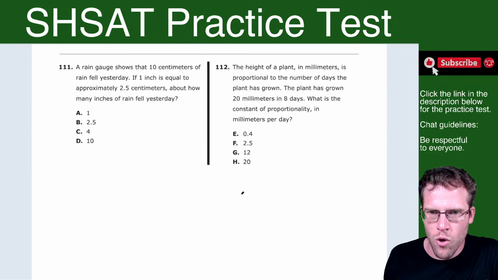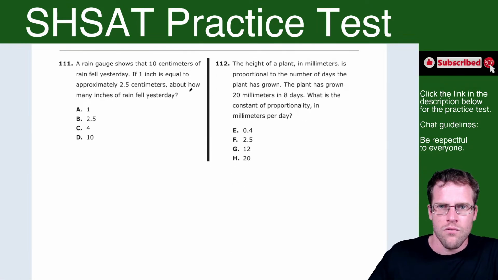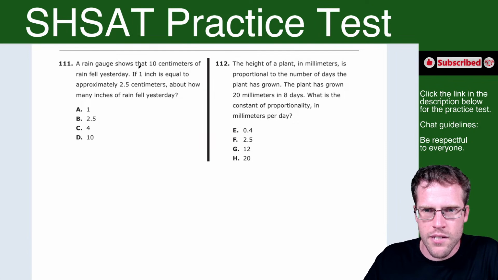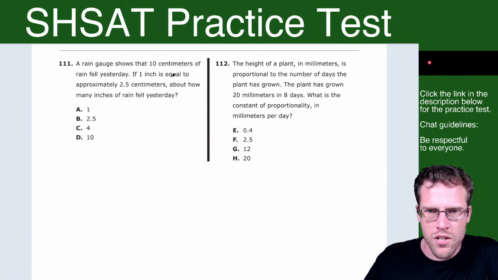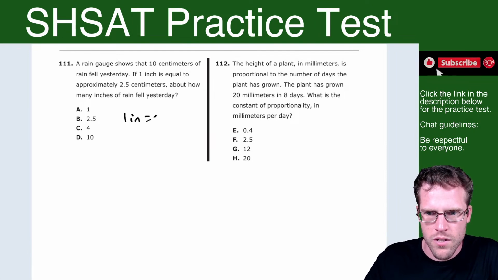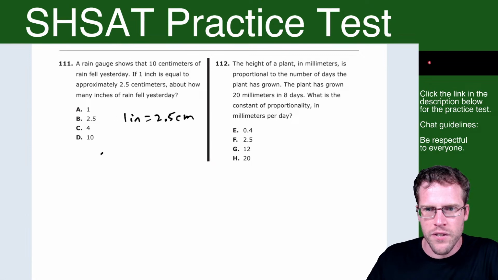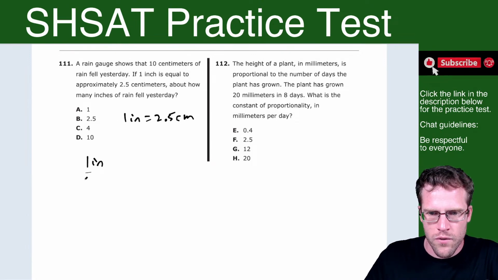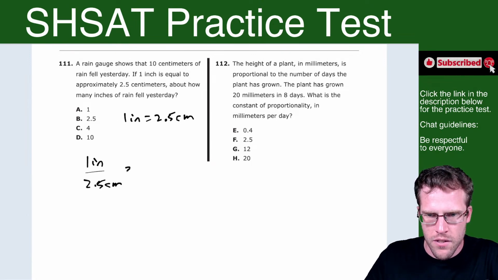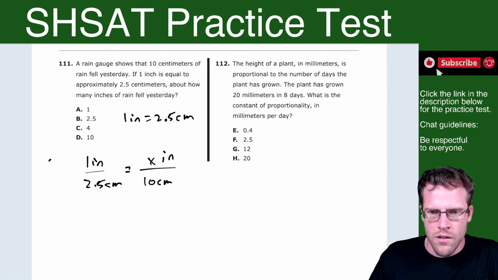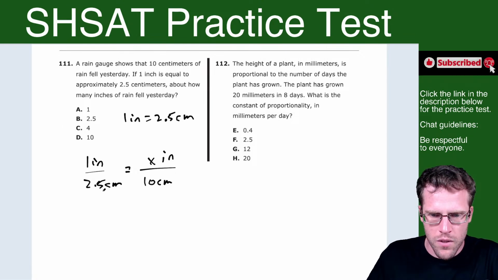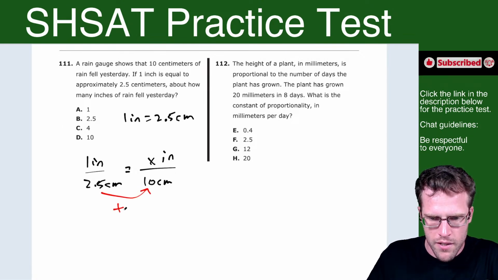All right, so we got 2 more pages. A rain gauge shows that 10 centimeters of rain fell yesterday. 1 inch equals 2.5 centimeters. About how many inches of rain fell yesterday? Okay, so 10 centimeters fell yesterday. So 1 inch over 2.5 centimeters equals X inches over 10 centimeters. For this, if you just know to get from here to here, it's times 4.